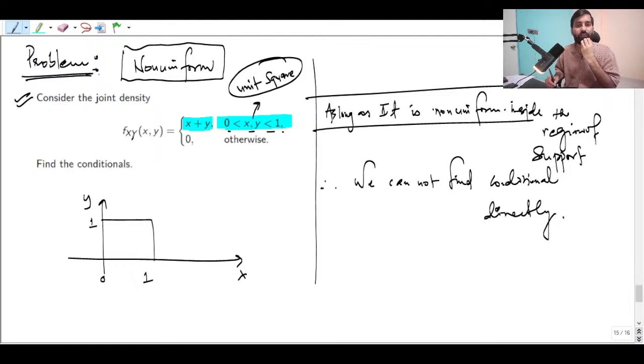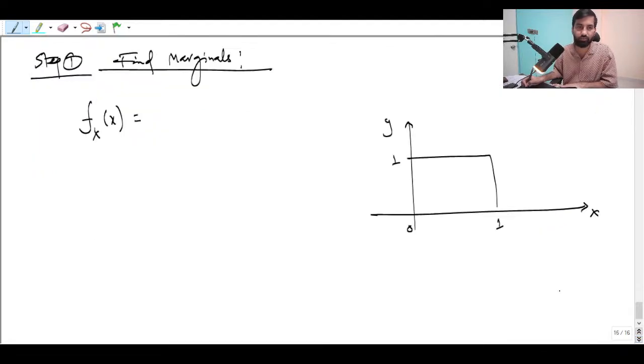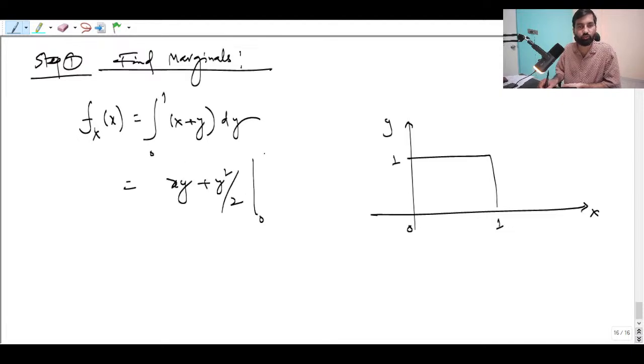Now if you want to find the marginal density function for x, what is the limit of integration that you will take? You have to use the integration here, with y changing from 0 to 1, and your joint density function is x plus y, and you have to integrate over y. So if you do this, you get xy plus y square by 2, from 0 to 1, putting in the value of y, so it becomes x plus 1 by 2.